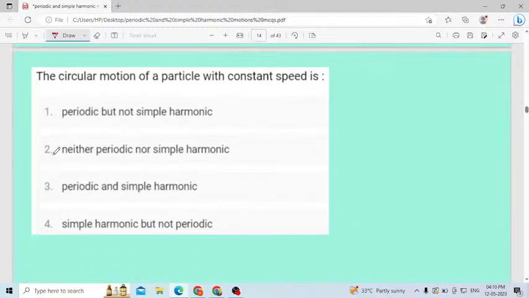Next, the circular motion of a particle with constant speed. If the object is moving in a circular path, which type of motion? First option, periodic but not simple harmonic. Second one, neither periodic nor simple harmonic. Third one, periodic and simple harmonic. Fourth one, simple harmonic but not periodic.